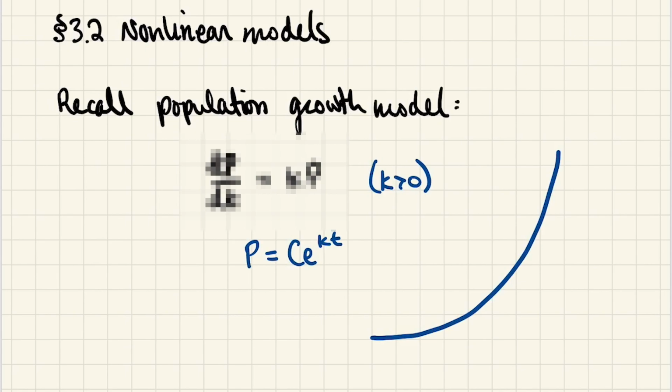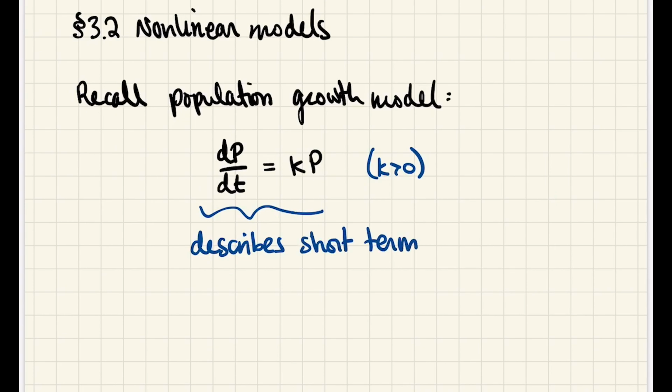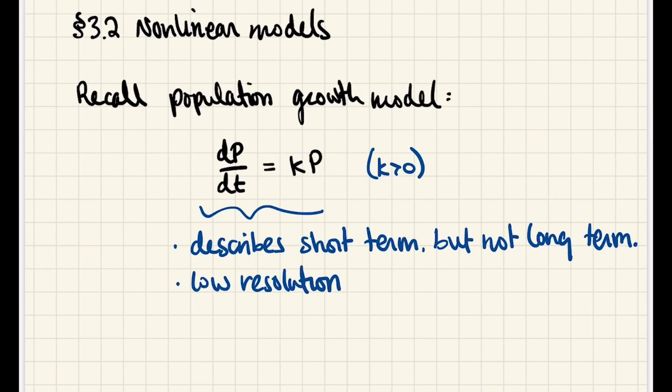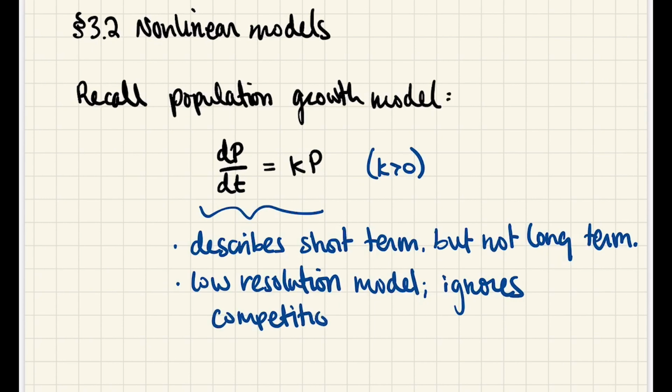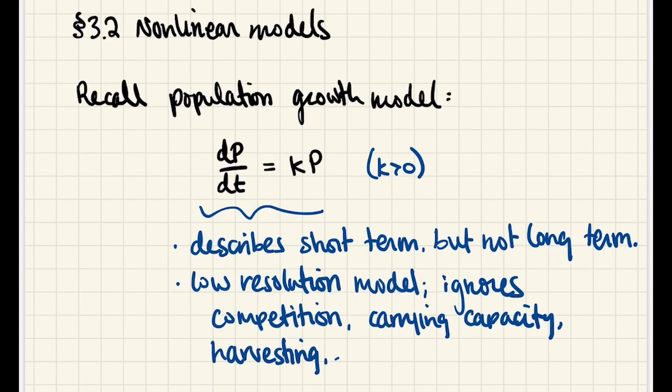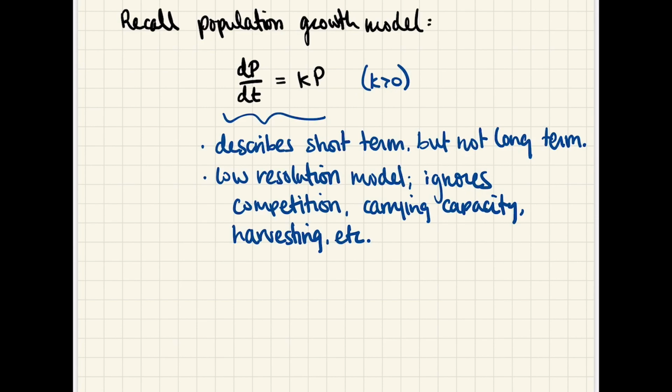Okay, so what we're going to do here is enhance our population growth model to incorporate a little bit more information. So we're going to consider a related model here. Rather than being numerically proportional to population, we're going to multiply by a function itself dependent on p.